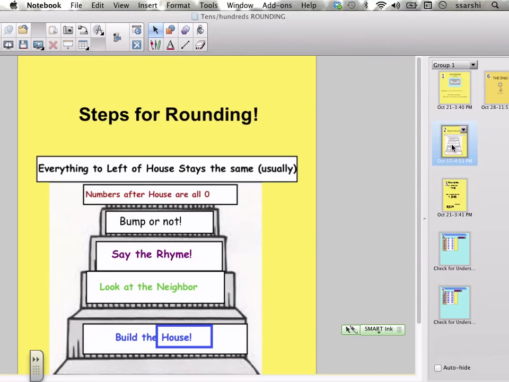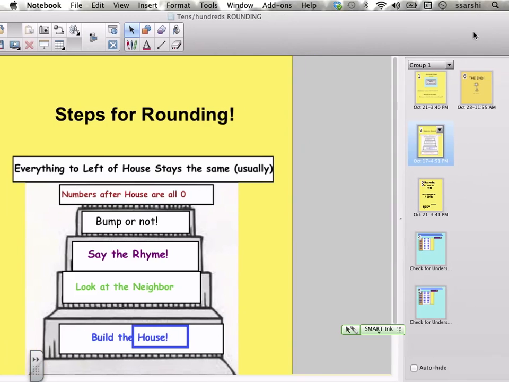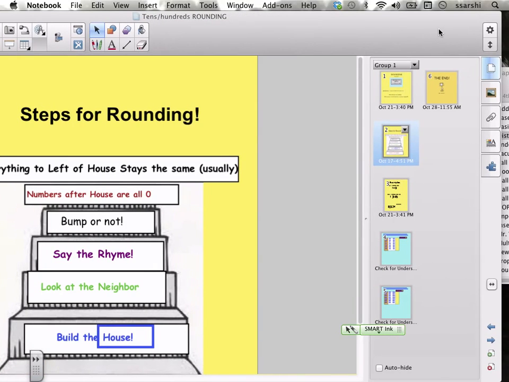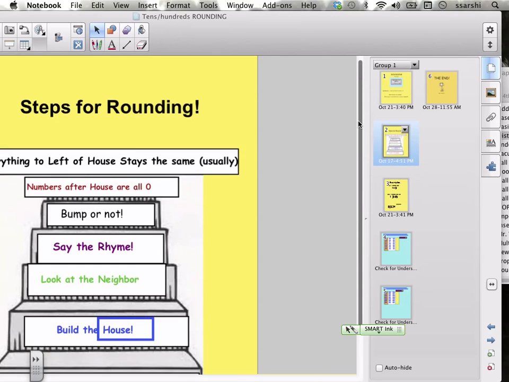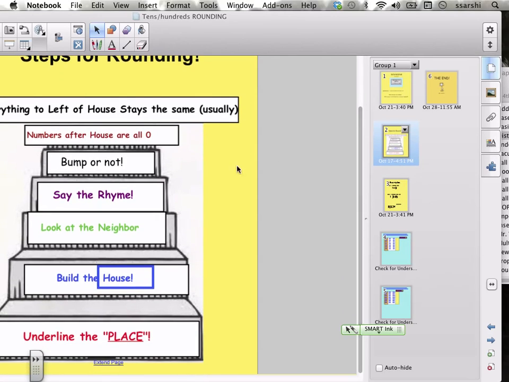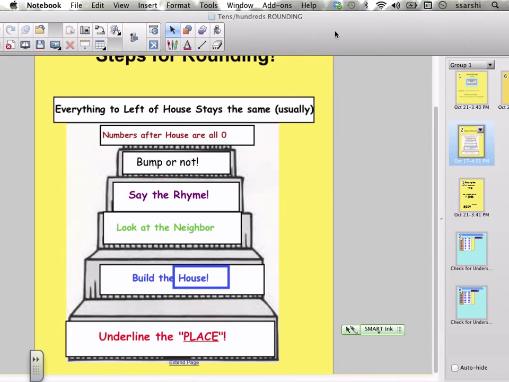So we've made up steps for rounding here that would help you remember how to do it. The steps for rounding go something like this. Let's make sure we can see them all on the same page. The number one step for rounding is underline the place. So when you see a problem, it will normally say round to the 10, round to the 100, and in that case, you underline the place of the digit.